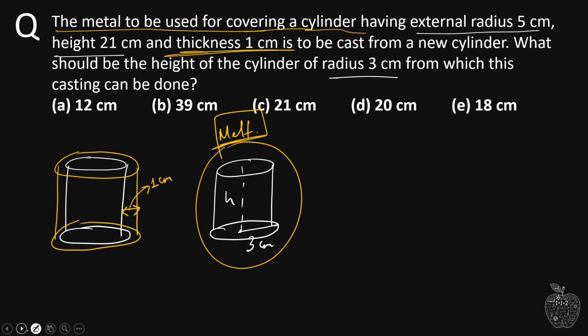Now we know that this is the cylinder that is to be melted and the melted metal is used to cover this cylinder over here. We are given that the external radius is 5 centimeters, so from the center of the cylinder to the external covering, the radius is 5 centimeters, and the height is 21 centimeters. We have to find what should be the height of the cylinder that is to be melted. So how do we proceed now?